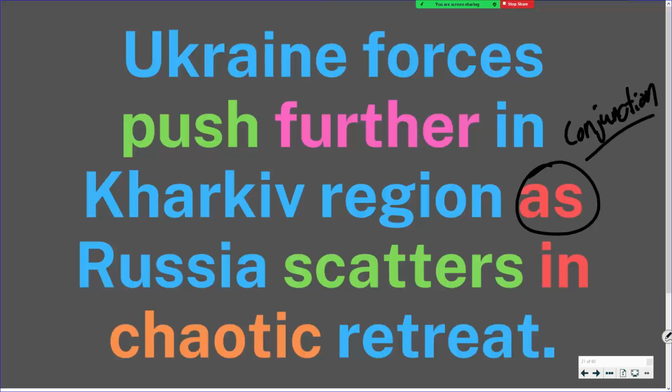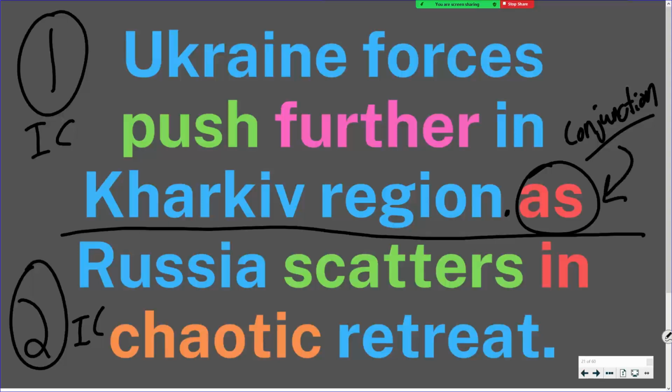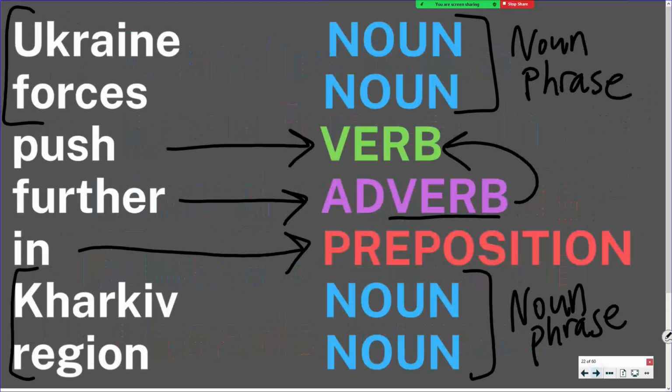Okay? Ukraine forces push further in Kharkiv region. That's a complete sentence. Russia scatters in chaotic retreat. That's a sentence, right? You see what I mean? So this is a sentence. That's clause 1. That's clause 2, right? If we look at number 1, my subject is Ukraine. My predicate is they push further in. So Ukraine is the subject. Push is what they did. Go to the bottom. Russia is my subject. So number 1 and number 2, they're both independent clauses. They are combined when I use this word as right here. So the as is the conjunction that combines 1 and 2. And that is how we build a sentence.